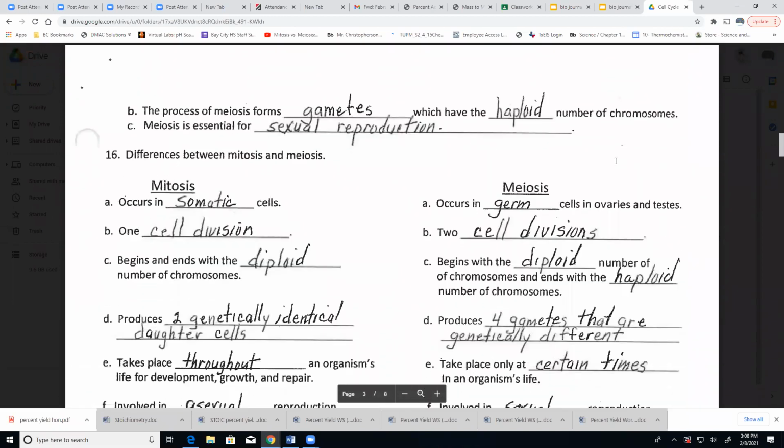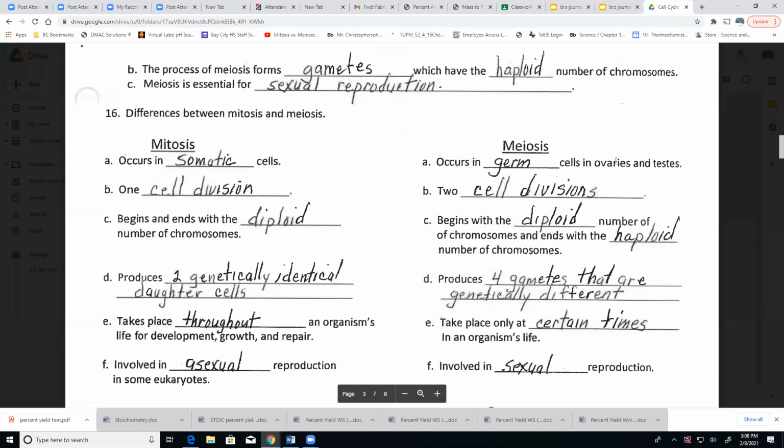So moving on to the next page. The process of meiosis forms gametes, which have the haploid number of chromosomes. And so that's essential for sexual reproduction because once again, an egg and a sperm are going to come together to give you the full zygote. They can't both come in there with a full set of chromosomes.